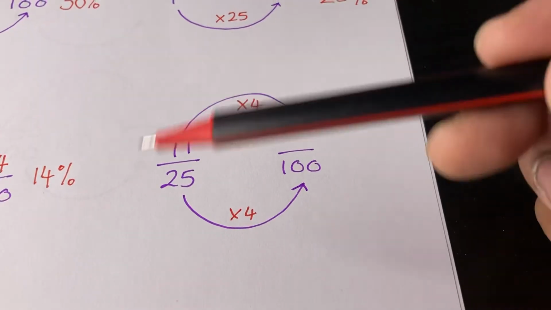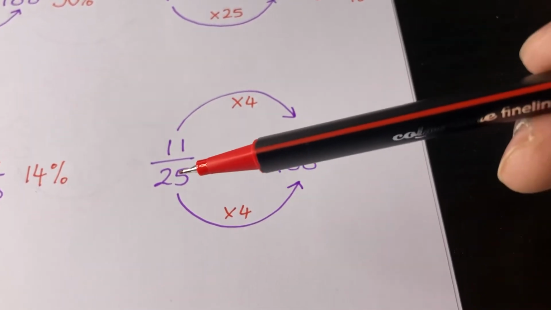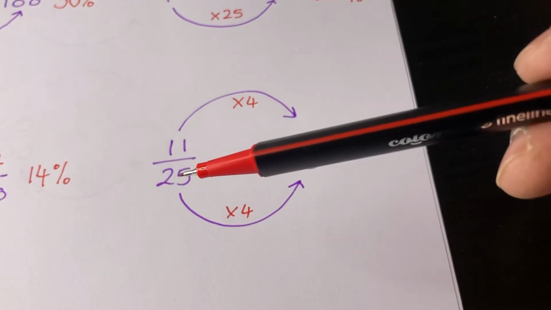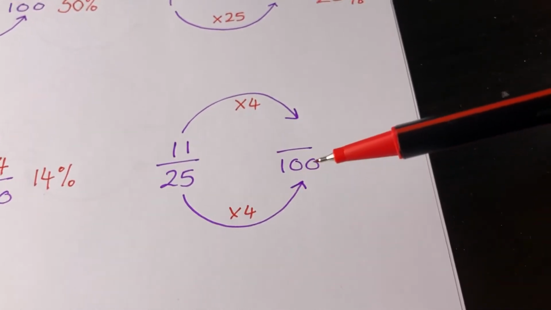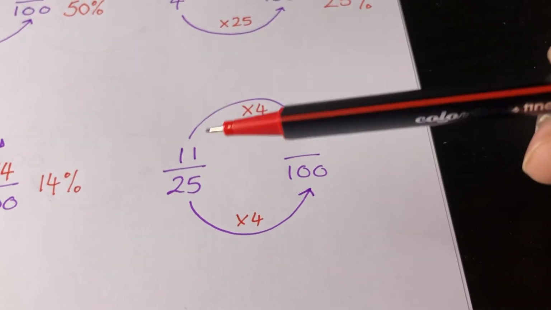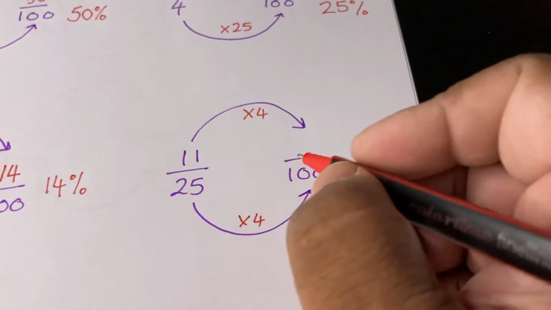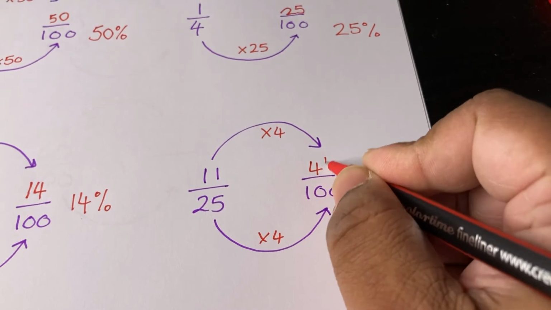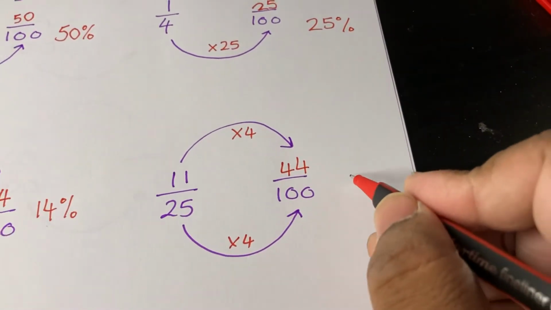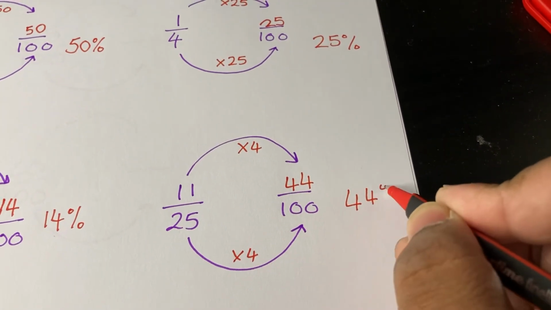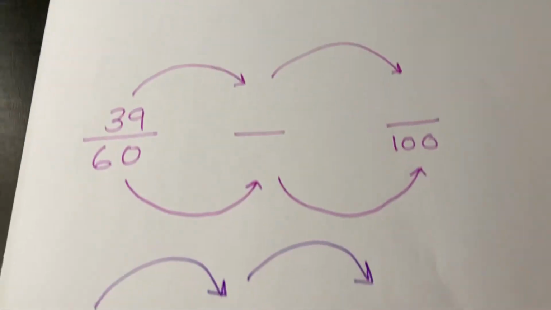11/25. What is that as a percentage? Well, let's turn it into out of 100 first. 25 times by 4 is 100. So we do exactly the same to the top. 11 times by 4 is 44. So the percentage is 44%. Okay, let's have a look at this one.